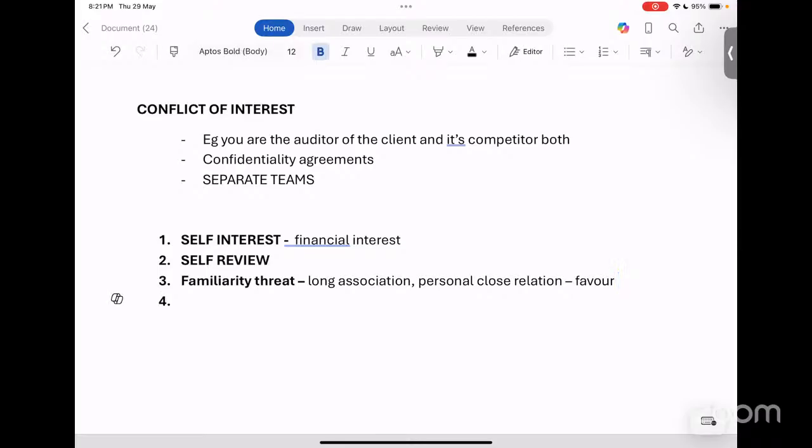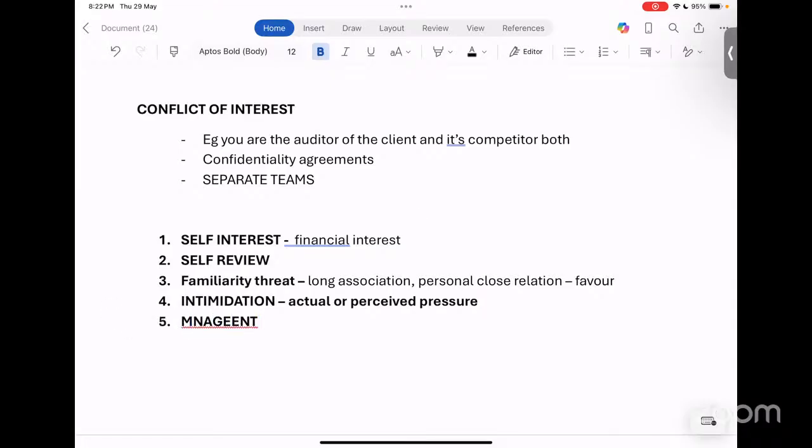Then intimidation threat. So intimidation threat is basically when you have actual or perceived pressure. So someone is actually threatening you or you are perceiving it. So actual or perceived pressure is there, due to which you are deteriorating the quality of your work. Then we have management threat.